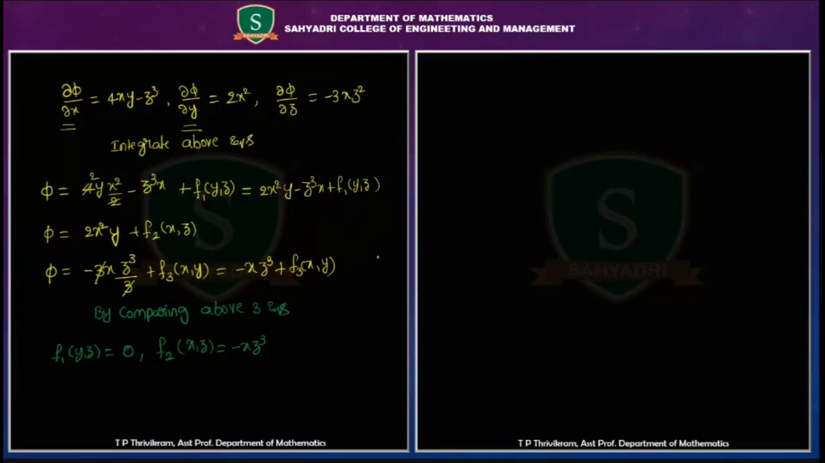Similarly, for f3 of x comma y, you have to search in the second and first equation. So for x comma y, it is 2x square y, here also 2x square y. Since these two are the same, you write it as it is, 2x square y. So with this you got f1, f2, f3. Now we need to substitute these values in any one of these equations.